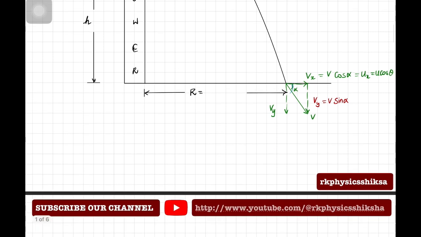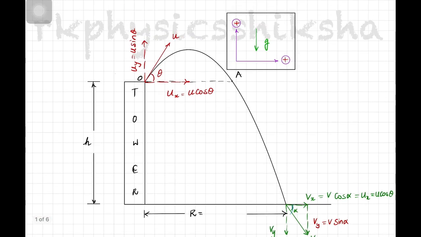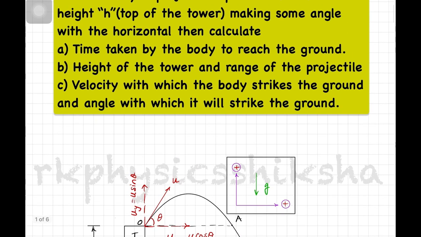We are also supposed to calculate the time for the particle to reach the ground. This is one more thing that you have to calculate. The first thing is the time taken by the body to reach the ground, then the height of the tower and the range of the projectile, the velocity with which the body strikes the ground, and the angle with which it will be striking the ground.